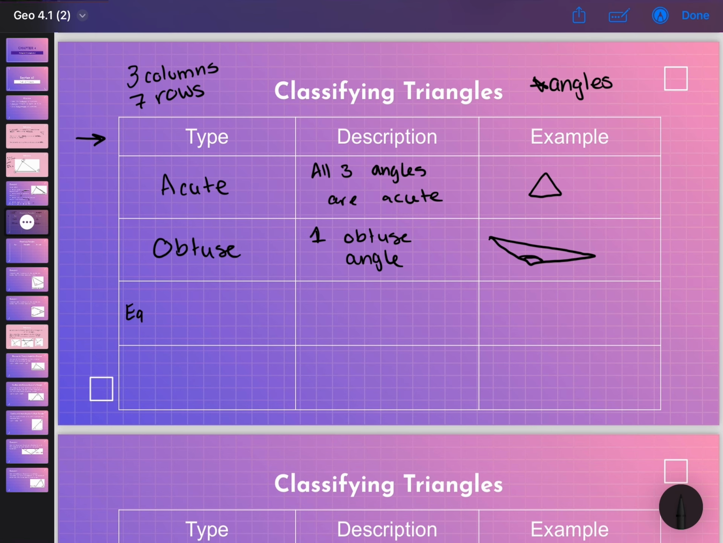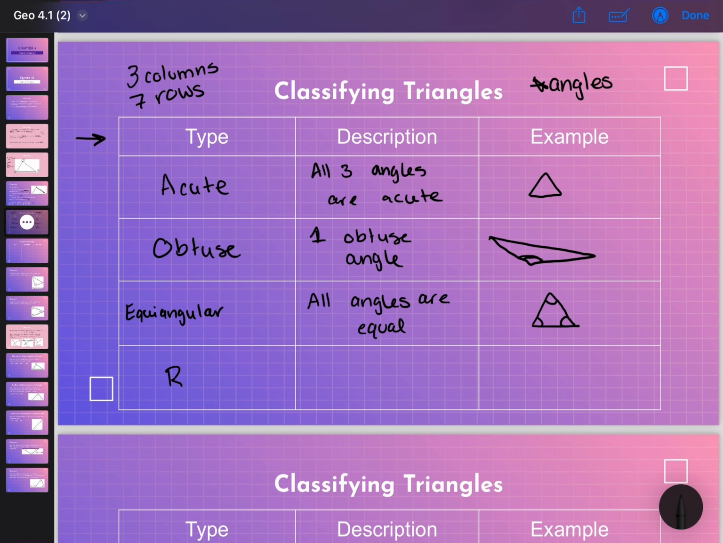Another one would be equiangular. Now that's a special one. Officially, this one is also acute, but this is a special case of an acute triangle where all angles are equal. So I'll try to draw it as best I can. Something like that, where all 3 of these angles are equal to each other. And we'll find out that there's really only one case where that could be possible.